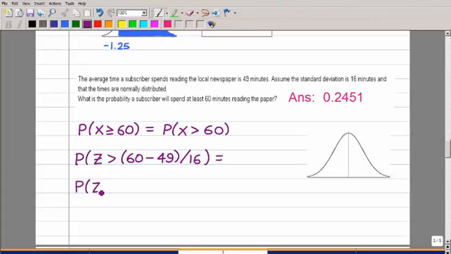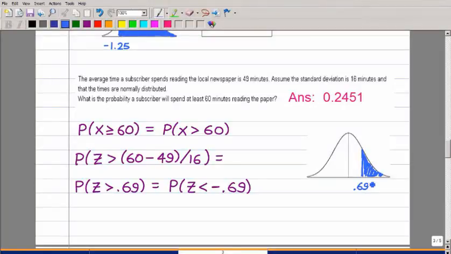All right, greater than. I'm going to use symmetry. In other words, I'm going to flip it over and make it negative 0.69. Now I'm going to draw it here real quick, just a quick 0.69. Now these drawings aren't mandatory, but they can be helpful.